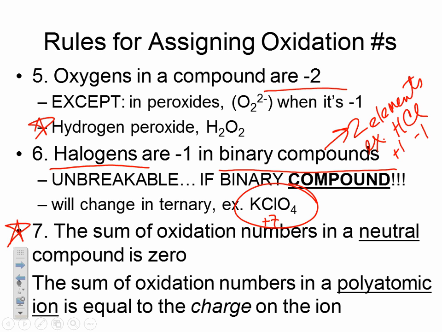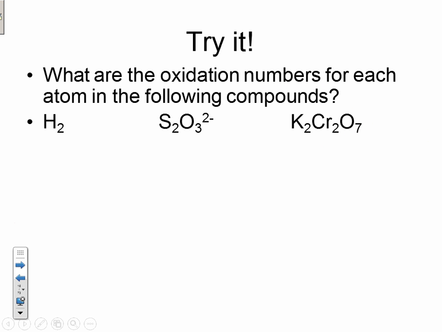The sum of oxidation numbers in a neutral compound is 0, meaning you add everything up, you get 0. Or the sum of oxidation numbers in a polyatomic ion is equal to the charge on the ion. So we can figure out what other things are based on this final rule that says they've got to add to 0 or they have to add to the overall charge. So we're just going to end this video with a little bit of practice in this.